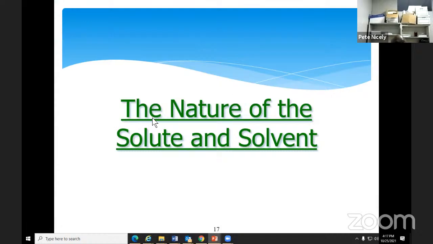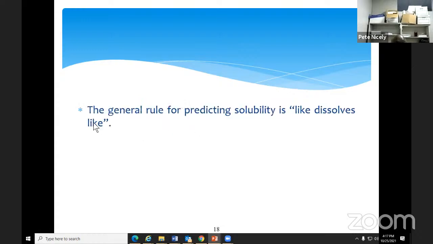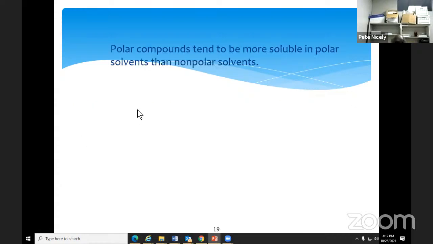So let's talk about how the nature of the solute and solvent affects the solubility. Now, there's a general rule that is used for predicting solubility, and it says like dissolves like. And what does that mean? It refers to the polarity of the solute and the polarity of the solvent.